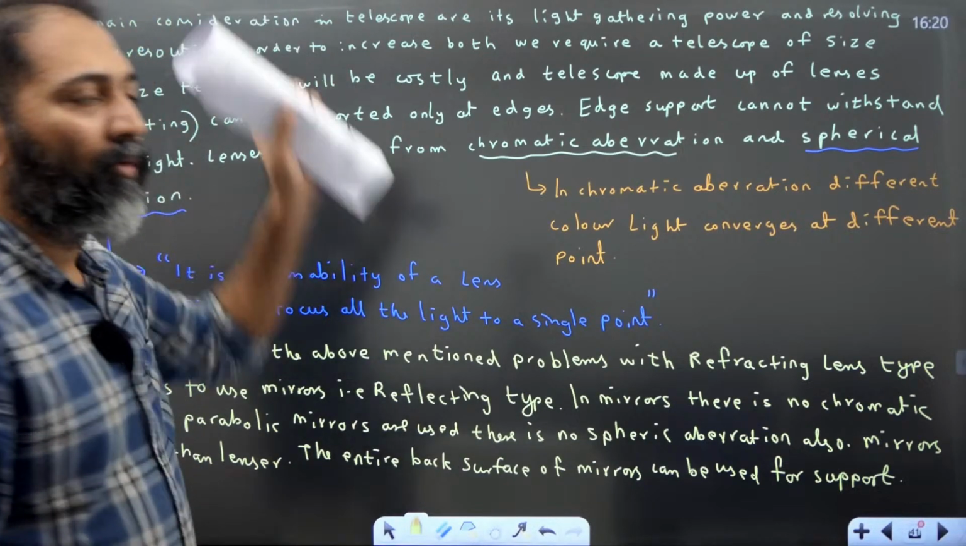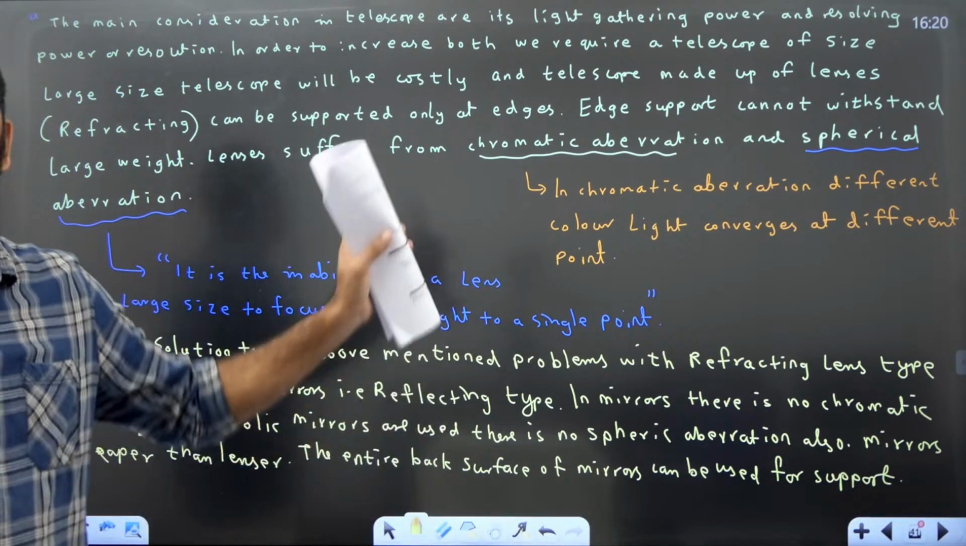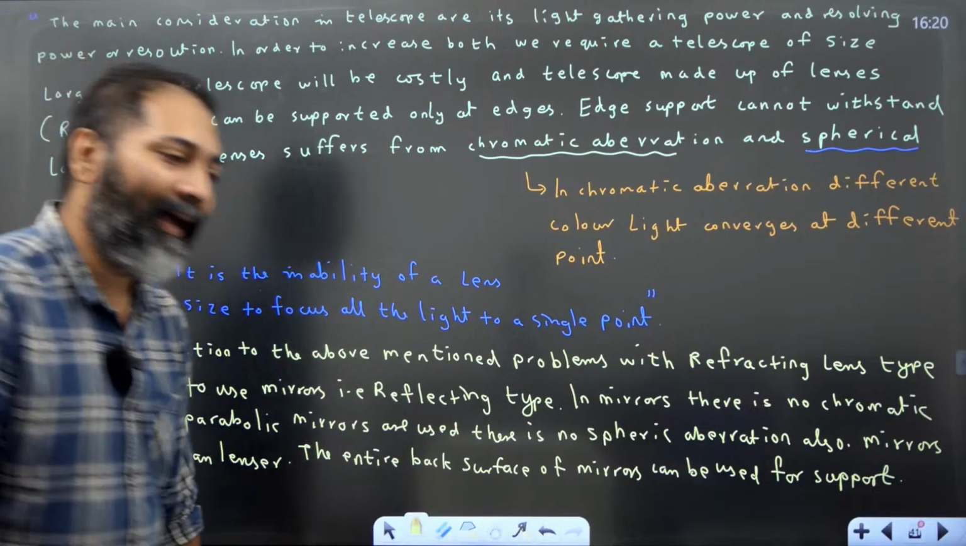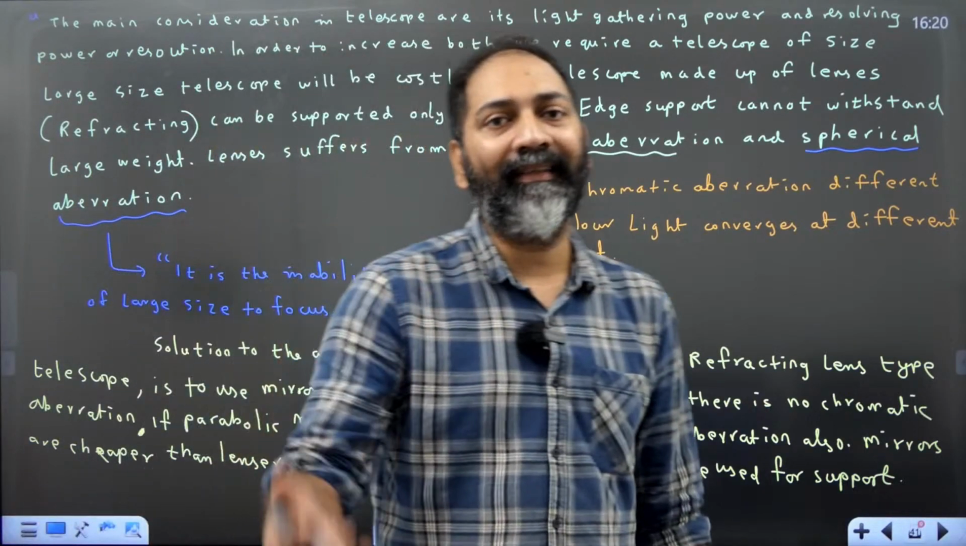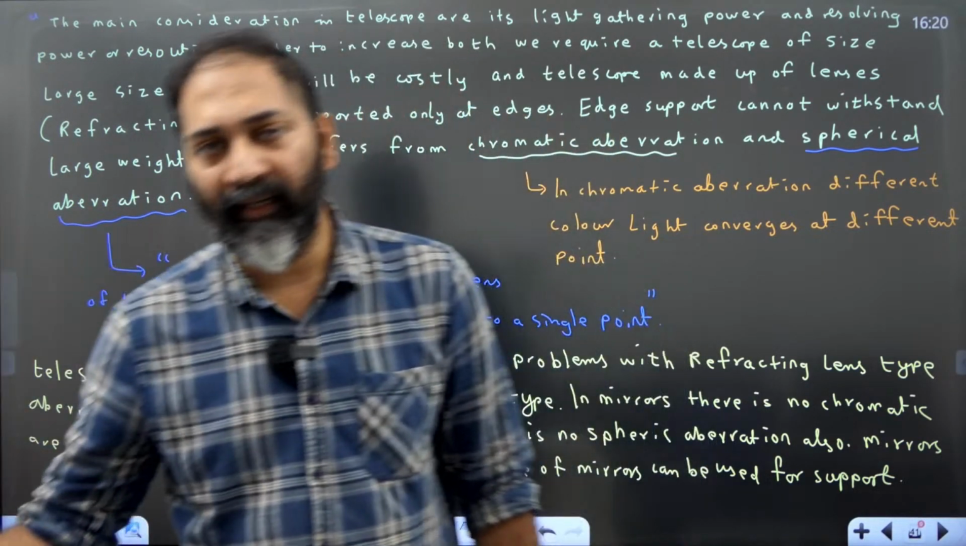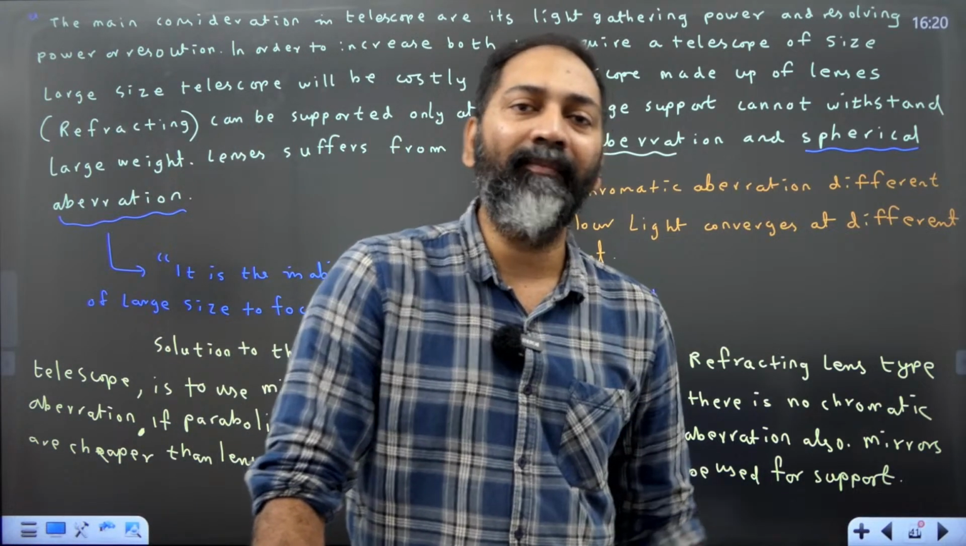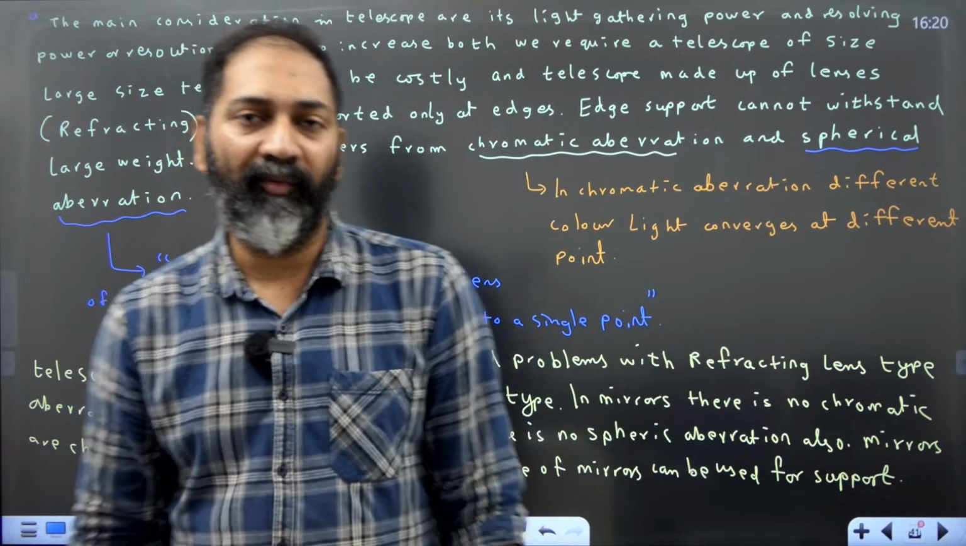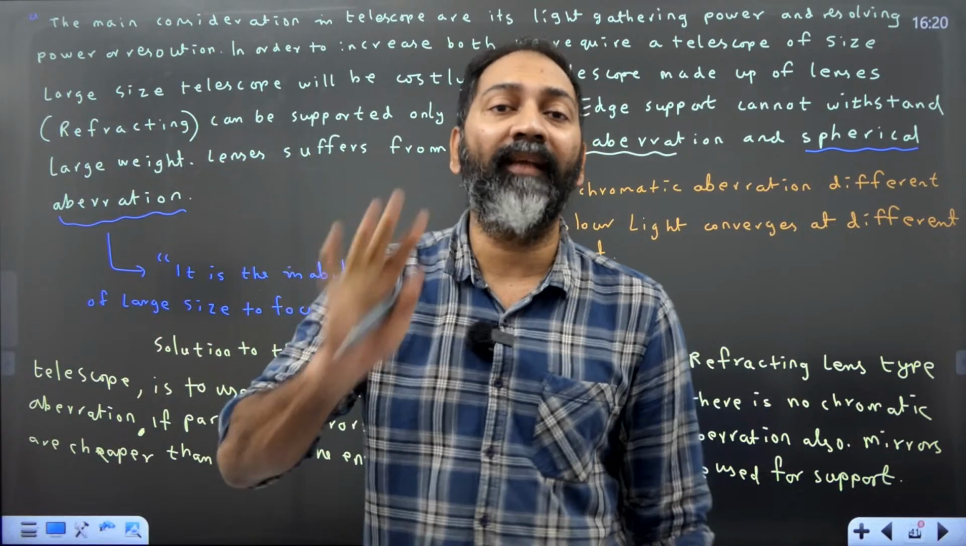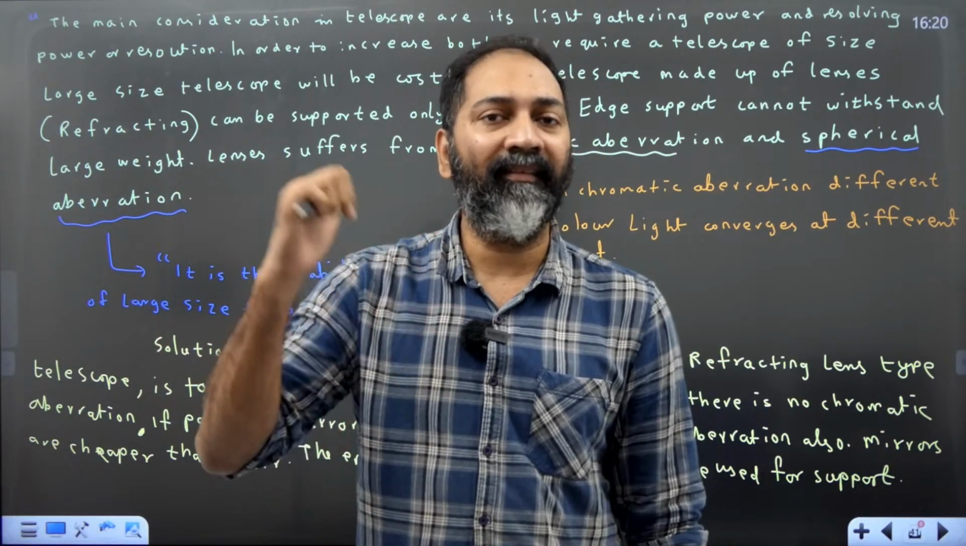Listen, the only direct theory question you can expect is that give a comparative study between reflecting type telescope and refracting type telescope, or give a comparative study between mirror type telescope and lens type telescope. Then you should answer this. It's a previous question.